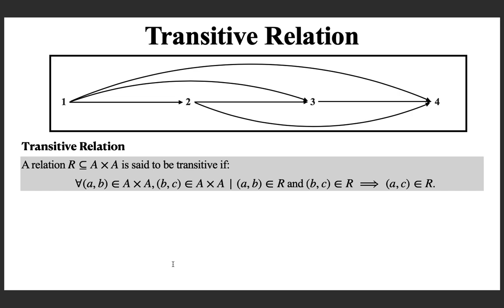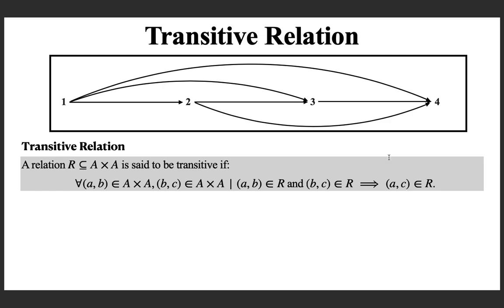Look at the definition first. I think that is the easy way to convey that. A relation R is said to be transitive if whenever A is related to B and B is related to C, then A must be related to C. That is, if (A, B) is in the relation and (B, C) is in the relation, then transitively (A, C) must be in the relation.